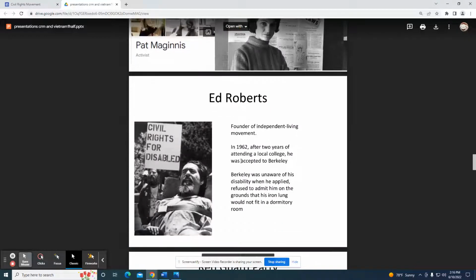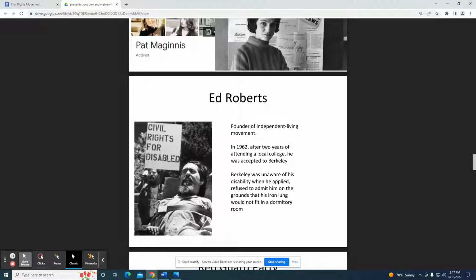Let's move on. Ed Roberts. Ed Roberts is another individual who's inspired. There is a movement called the Disability Rights Movement that may or may not sound offensive in modern day, but that's what it's called. If you were to look up that phrase, it would be directed to events during the 1960s.